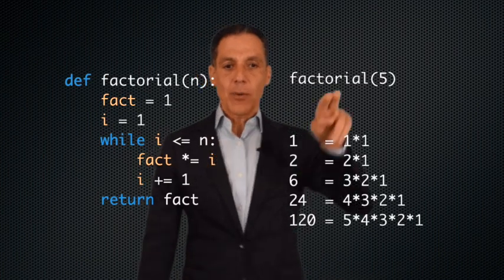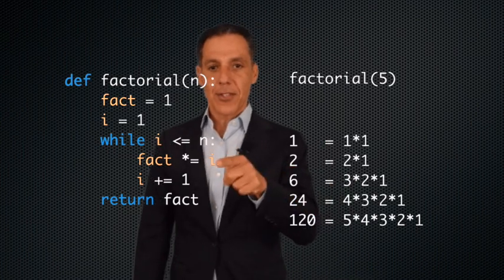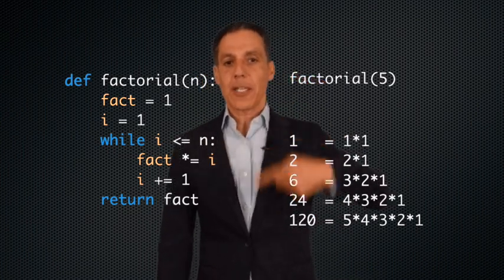And you can see here that what we've done is on each iteration, we've computed exactly what we promised. This line is computing a running product.